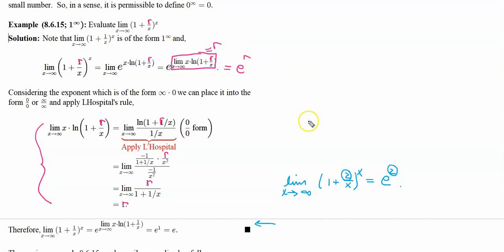And there you go. So you can go back and just change that 1 right there that's in the numerator of the 1 over x term, change it into an r, follow this argument down, and you'll see that you get e to the r power.